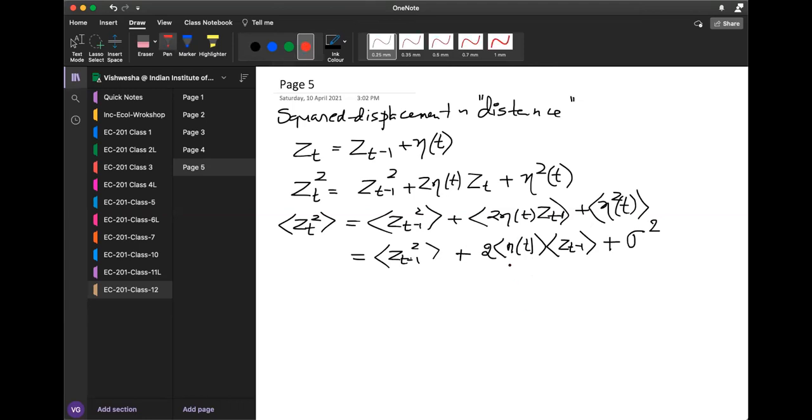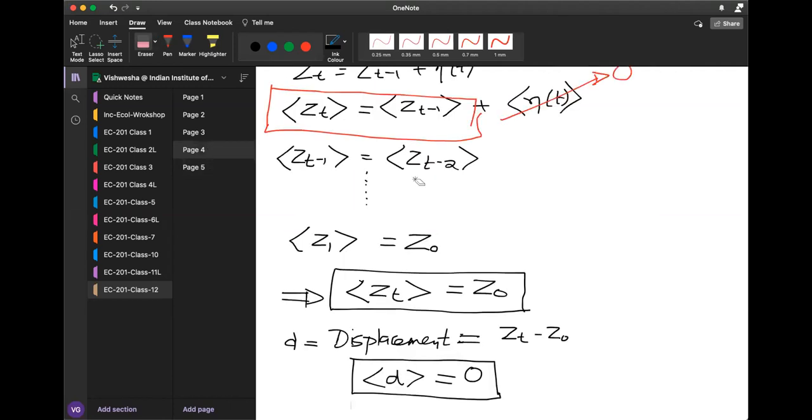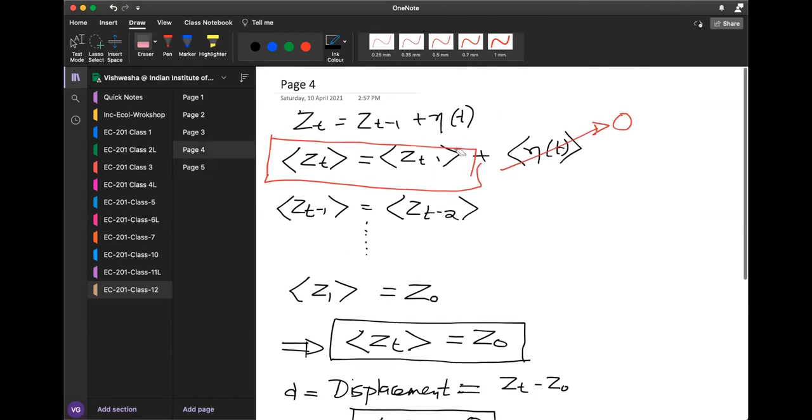One thing I'm not sure of is, how is Z_{t-1} independent of eta_t? I understand eta_t is independent. Z_{t-1} is the location at time t minus 1. But isn't that a function of eta? Because if you go one generation before, then Z_{t-1} is Z_{t-2} plus eta. So maybe I should write down this notation. What was the notation we used? Technically, Z_{t-1} is dependent on t minus 1 only, right?